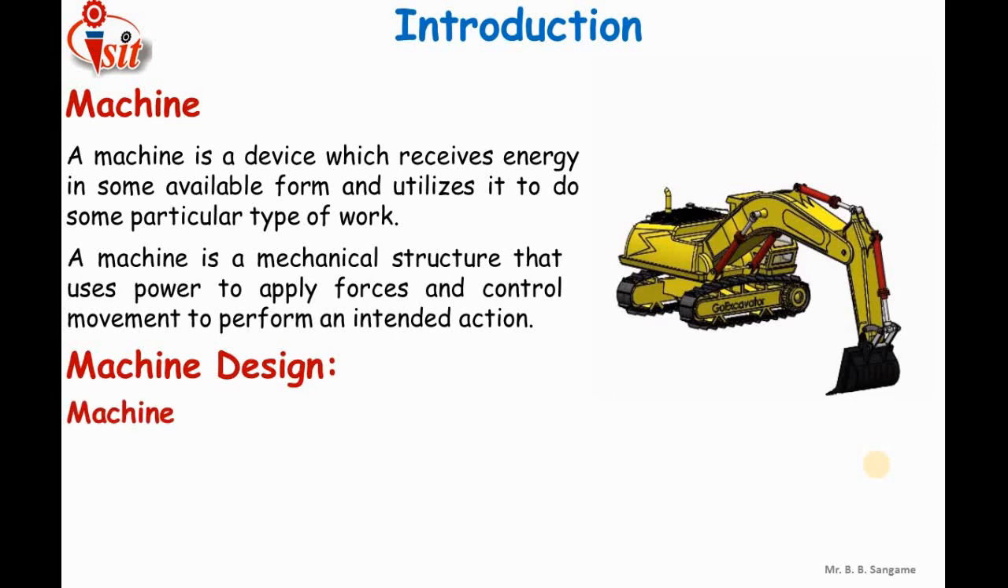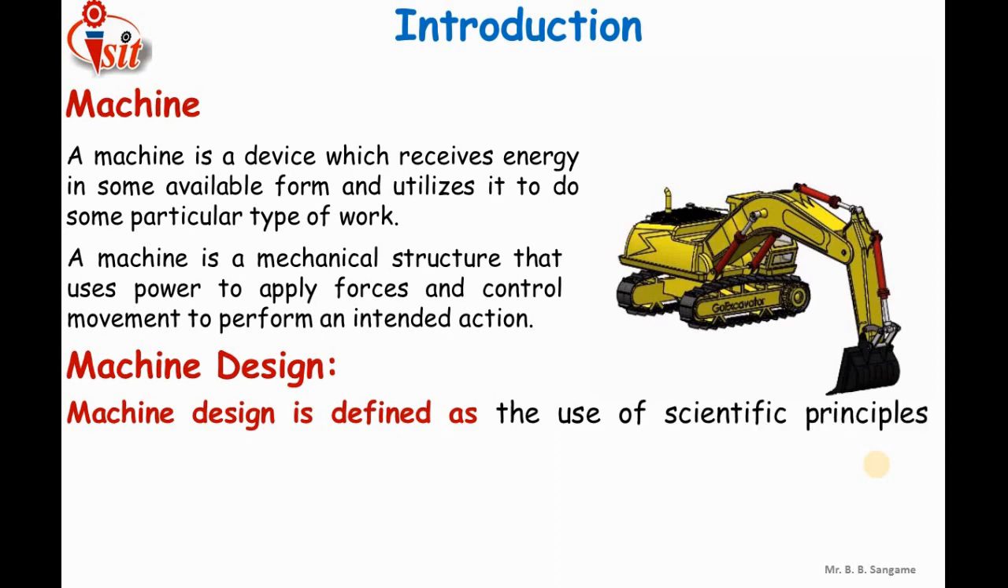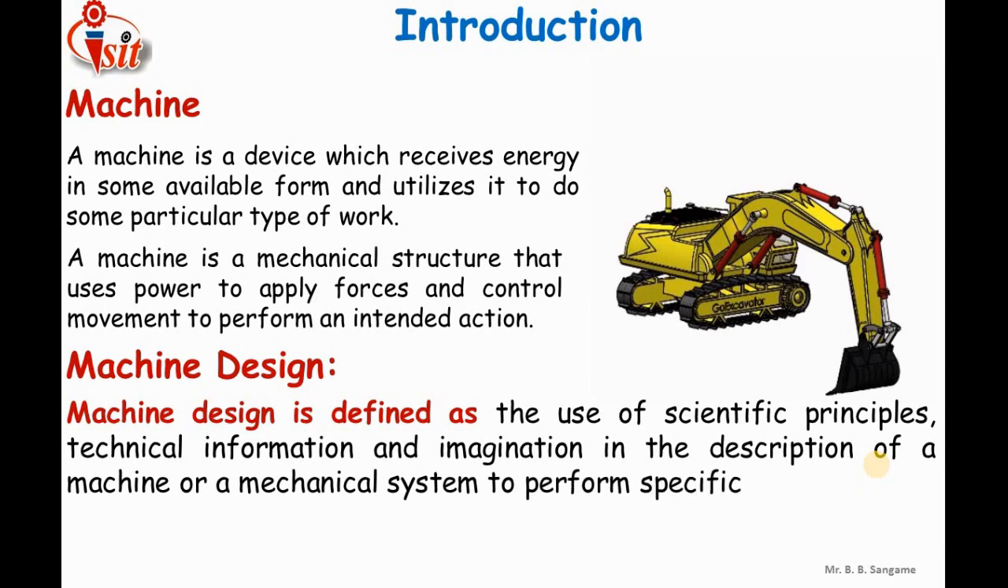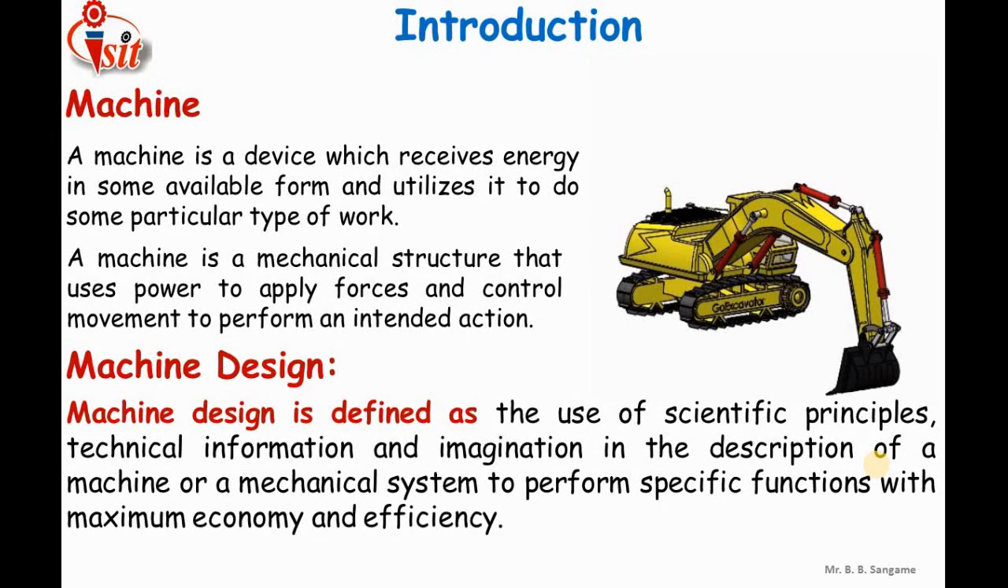Let us see what is machine design. Machine design is defined as the use of scientific principles, technical information and imagination in the description of a machine or a mechanical system to perform a specific function with maximum economy and efficiency. So the design engineer should possess knowledge of scientific principles, good technical information, and a well-developed imagination for the description of a machine or mechanical system which is going to perform a specific function. Obviously, it should perform that function with maximum economy and efficiency.